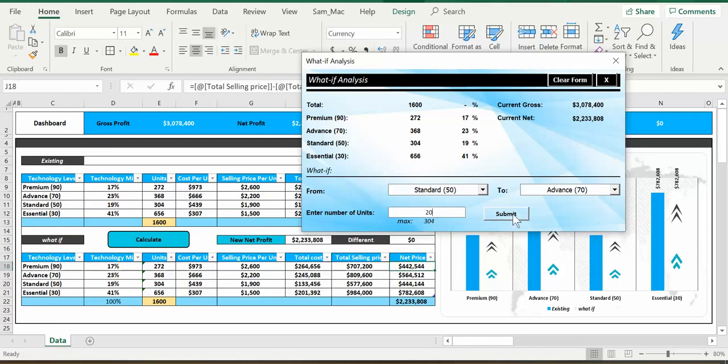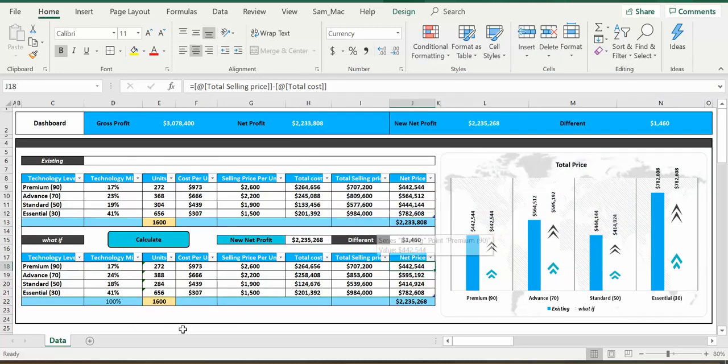So let's move 300 units to the advanced. Advanced should have 88 when you move it. When you submit, it will come back, and you can see that it got submitted, and the advanced bit got reduced as well.